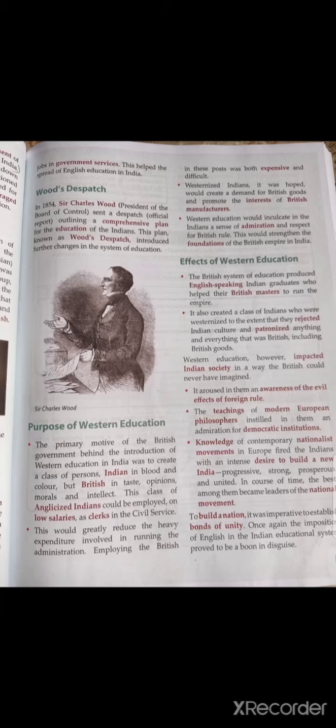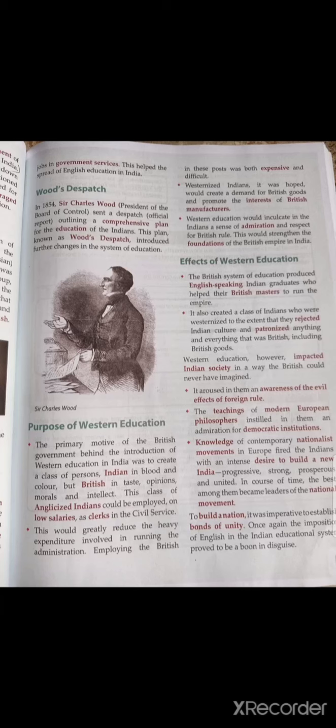In 1854, Charles Wood, President of the Board of Control, recommended a new education policy in his famous Education Dispatch. It recommended the establishment of a network of primary schools, secondary schools, colleges, and 3 universities. The opening of the Department of Education was also recommended. The dispatch laid the foundation of the modern system of education in India.